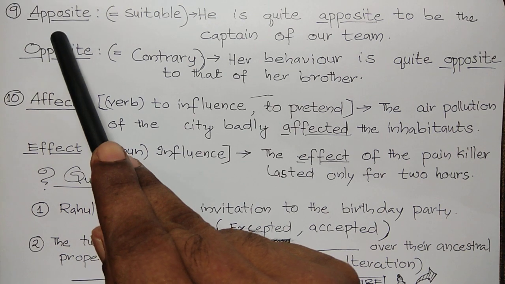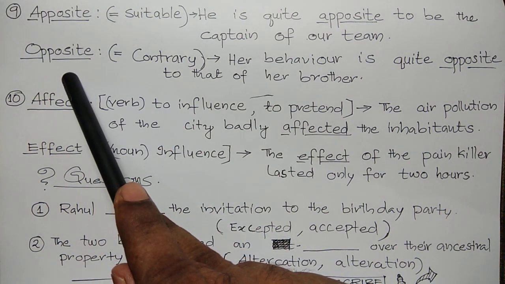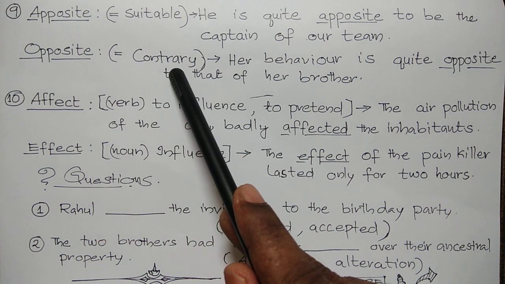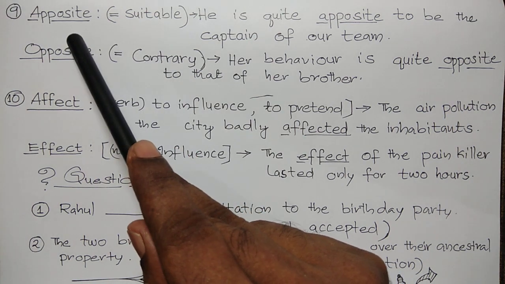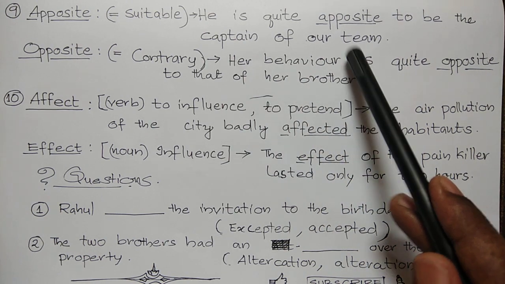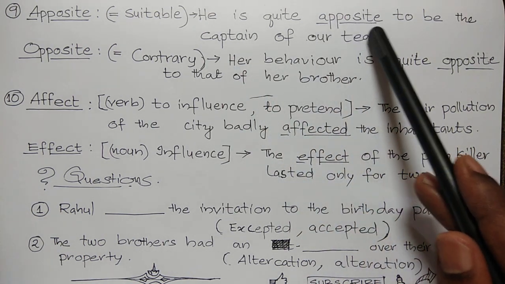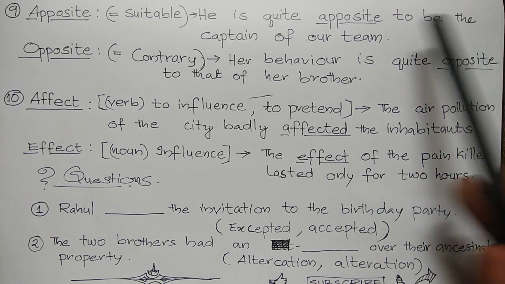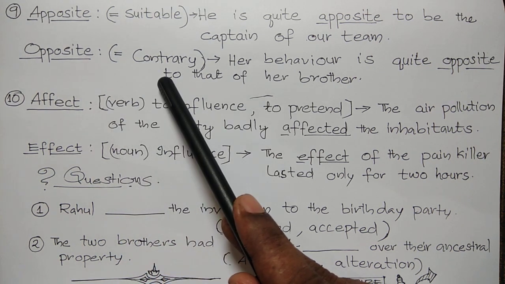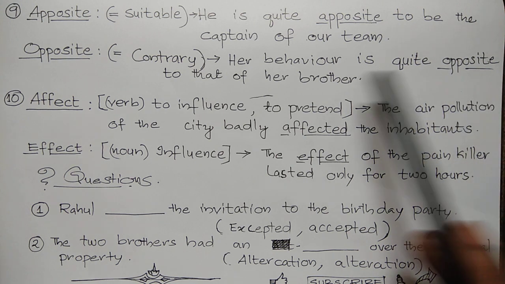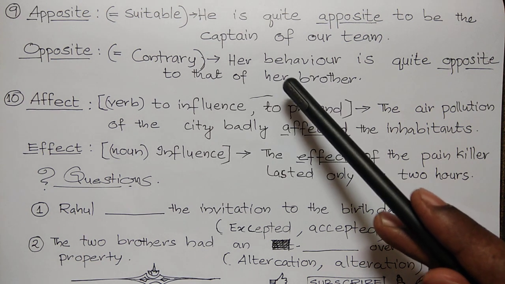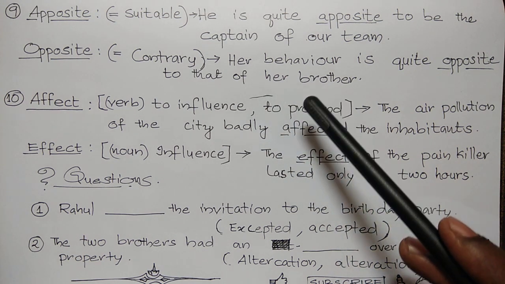Ninth one, apposite, opposite. Apposite means suitable. Opposite means contrary. Apposite. He is quite apposite to be the captain of our team. He is quite suitable or apt to be the captain of our team. Opposite. Contrary. Her behavior is quite opposite to that of her brother.